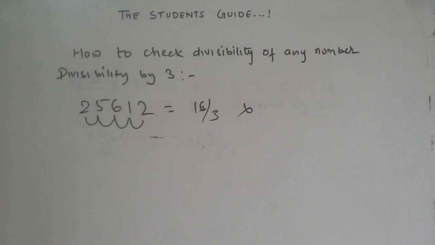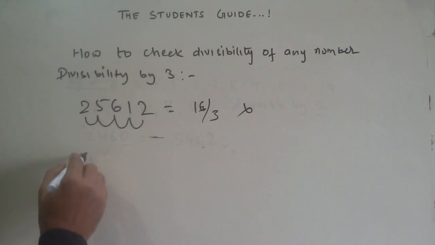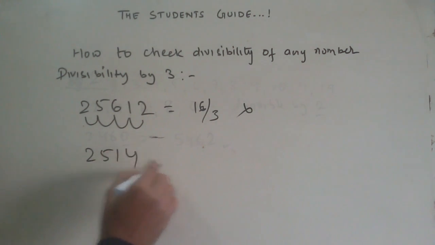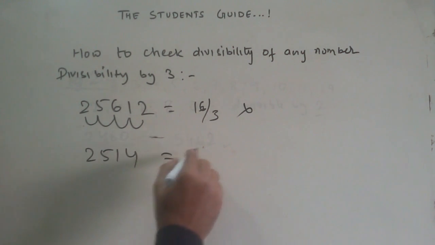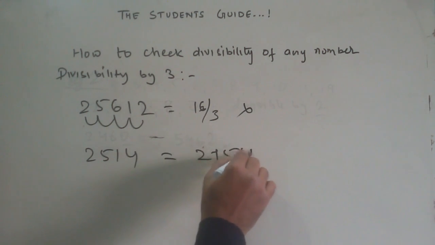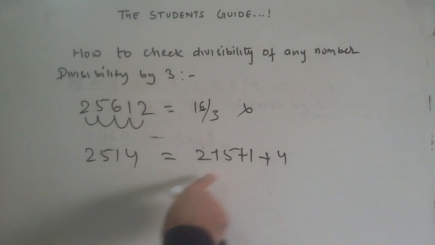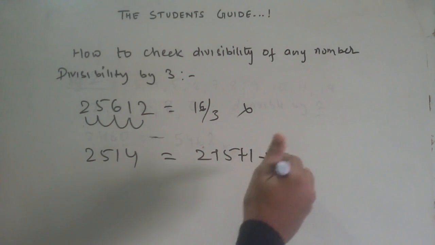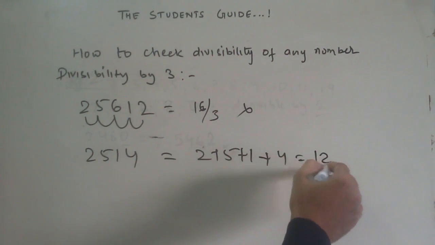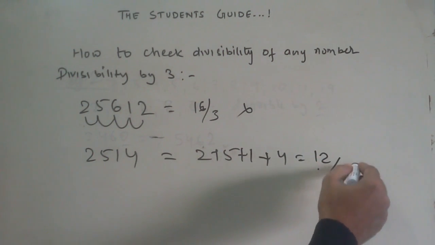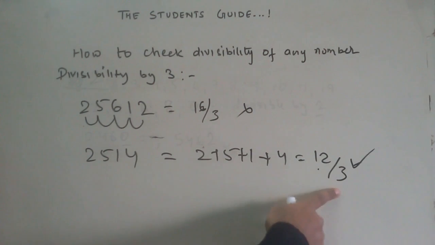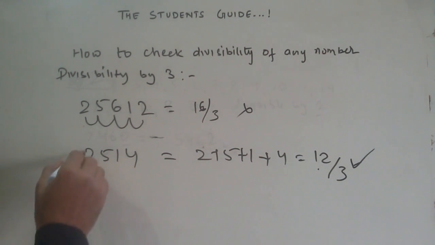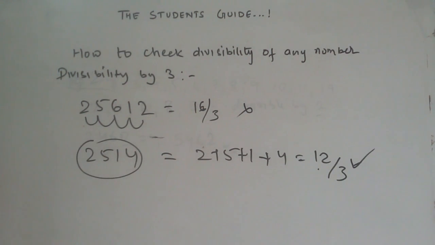Okay, let's take another example. If we are given 2514, we will just add the sum of the digits of the number: 2 plus 5 plus 1 plus 4. 2 plus 5, 7, 7 plus 1, 8, 8 plus 4, 12. So now we have 12. Is 12 divisible by 3? Yes, 12 is completely divisible by 3. Then this whole number will be divisible by 3.